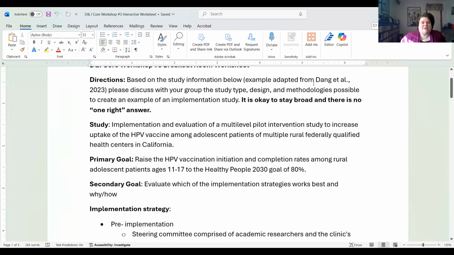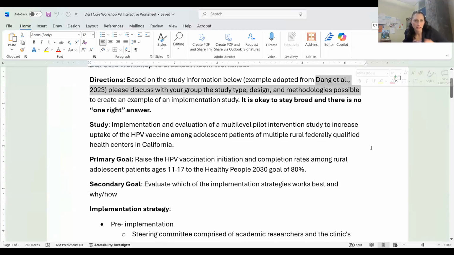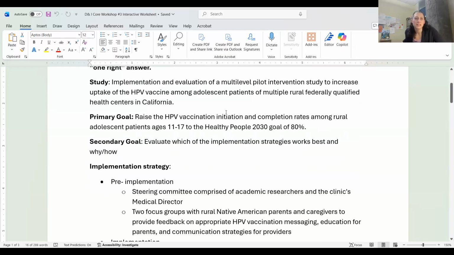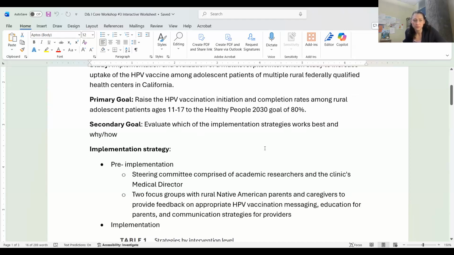Yeah. Okay. So this is an example adapted from a published study. The citation is at the bottom of the worksheet, but basically they're implementing and evaluating a multi-level pilot intervention study to increase uptake of HPV vaccination among adolescent patients across multiple rural federally qualified health centers in California. So their primary goal is to increase HPV vaccination initiation and completion among rural adolescent patients. And then their secondary goal is to understand which of the implementation strategies works best and why it works best.